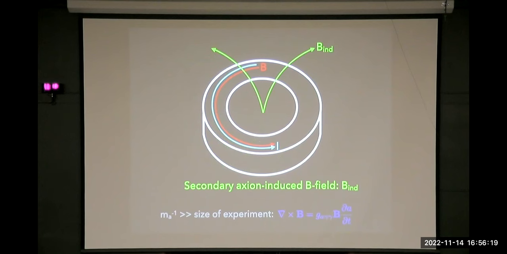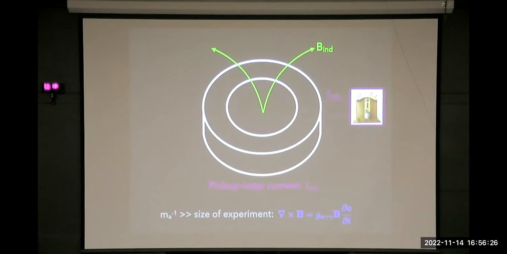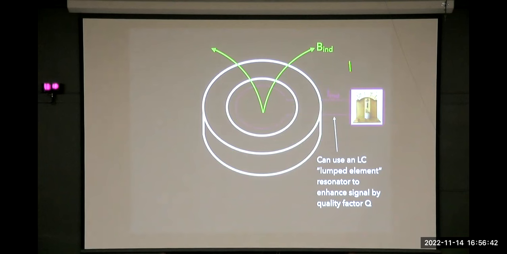And this field is going to be oscillating because the axion field is oscillating at the frequency set by its mass. So if I put in a pickup loop, as that magnetic field oscillates, just by magnetic induction, I'm going to induce a current in that pickup loop, which I can try to detect with a current measuring device, maybe more sophisticated than that one shown here. In practice, we can put a resonator in this circuit, an LC resonator. So we just enhance by that same quality factor Q at the frequency corresponding to the axion.